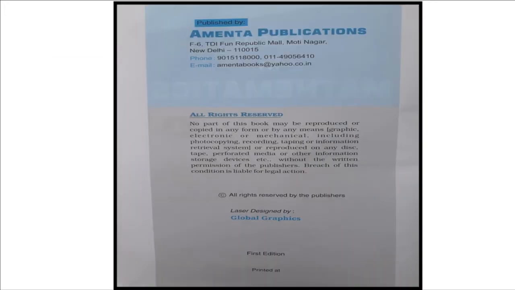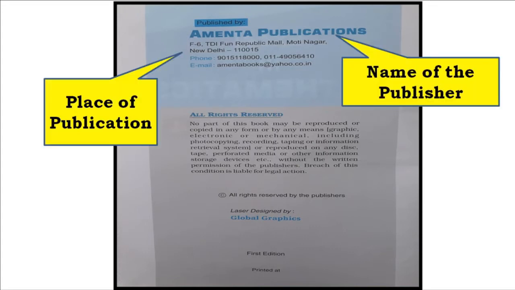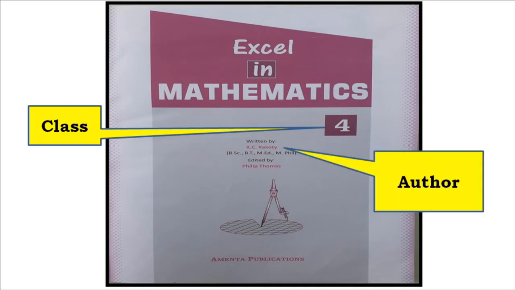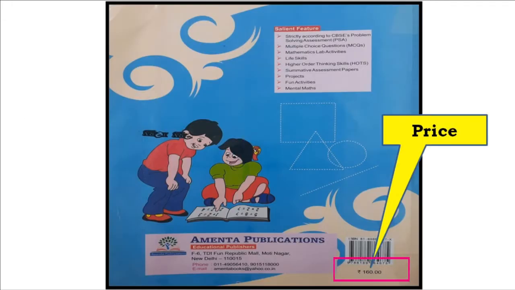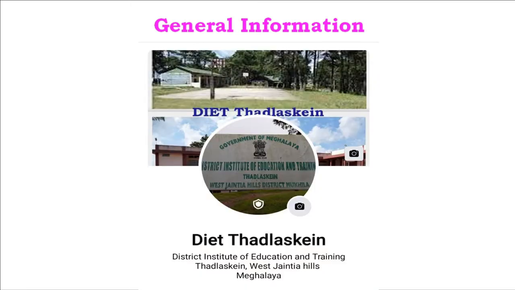Now, what else do we see? We see the name of the publisher, the place of publication, the class for which the textbook is meant, the name of the author, and the price of the book. All these are the general information regarding a textbook.